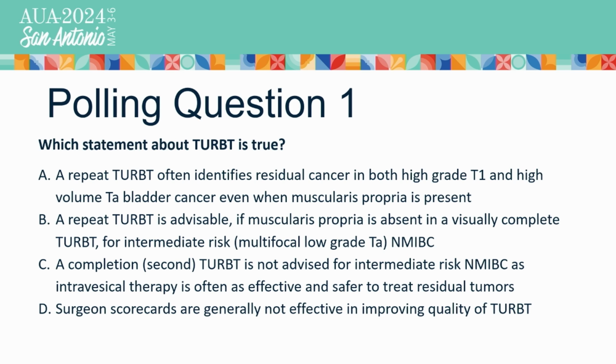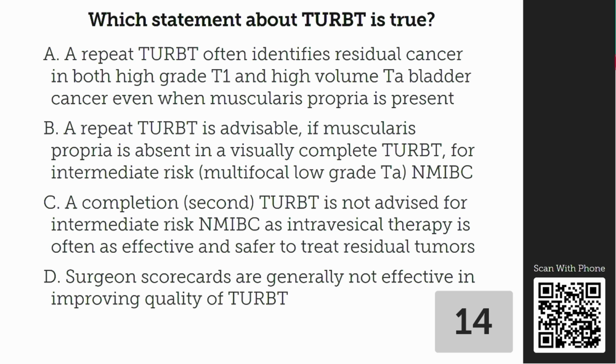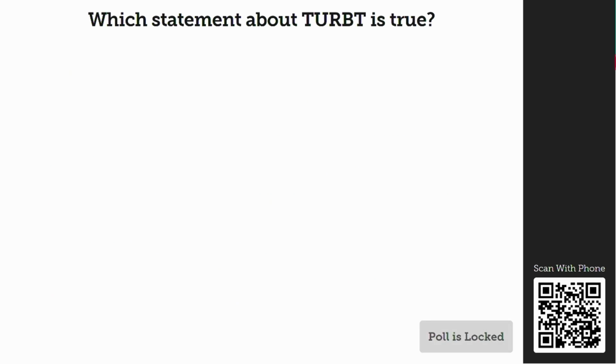Response 3, a complete or second TURBT is not advised for intermediate risk non-muscle invasive bladder cancer, as intravesical therapy is often just as effective and it's safer to treat residual tumors. Number 4, surgeon scorecards are generally not effective in improving quality of TURBT. The next slide is going to count down for 15 seconds for you to record your responses, and this will all come back to you at the end in the app, when the course is over, as the post-test with the correct answers, polling results, and so forth.